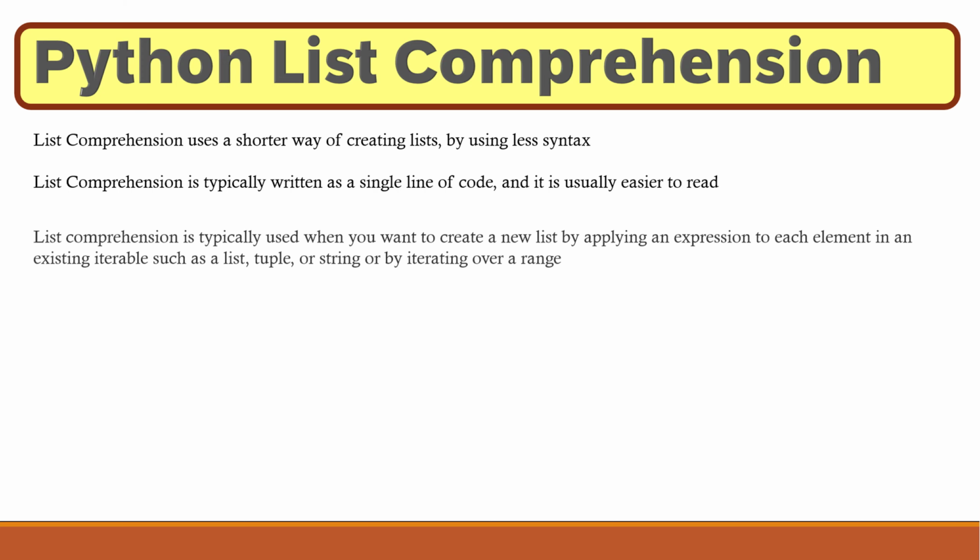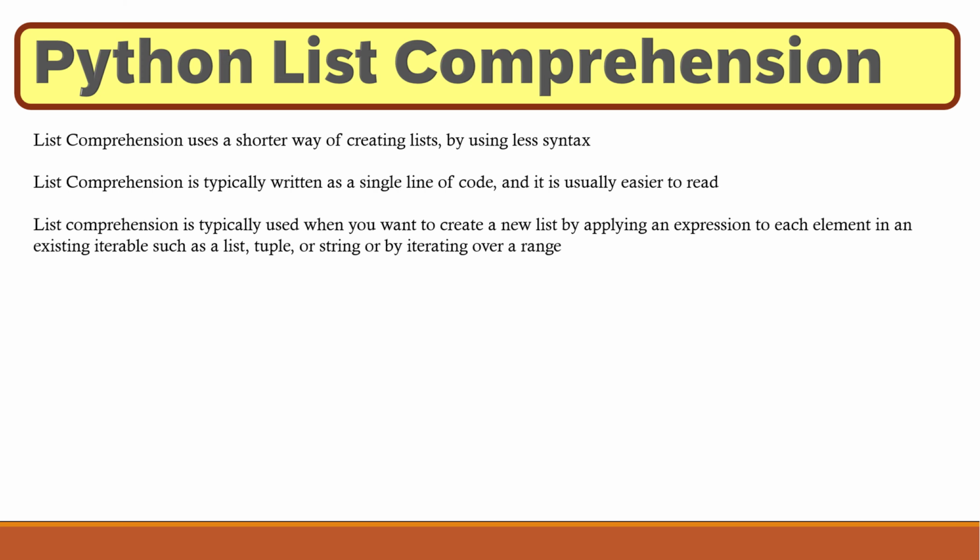A common example of when to use list comprehension is when you want to create a new list by applying an expression to each element in an existing iterable, such as a list, tuple or a string, or by iterating over a range. So in a nutshell, list comprehension is code that allows you to create a new list from an existing list using less code. Usually you would use a for loop, but using list comprehension, you can do everything you do with a for loop using one line of code.